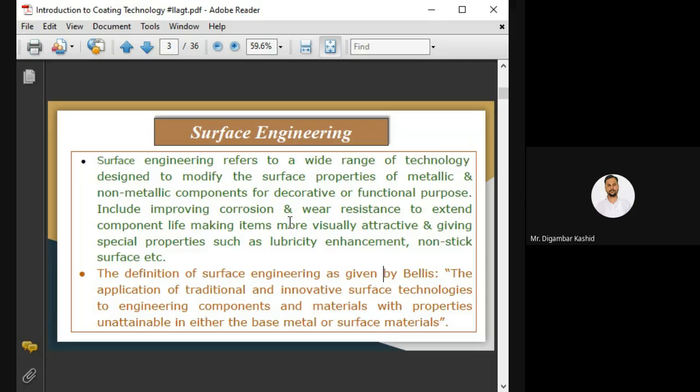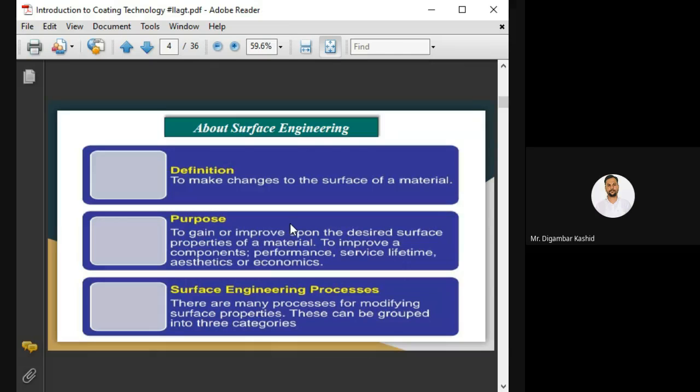Now, what is the definition of surface engineering? In short, surface engineering means to make changes to the surface of a metal. This is just a definition. Now, this definition I got from one of the NPTEL courses related to surface engineering technology. Okay, so this material I have taken from that script. Surface engineering is to make changes to the surface of a material.